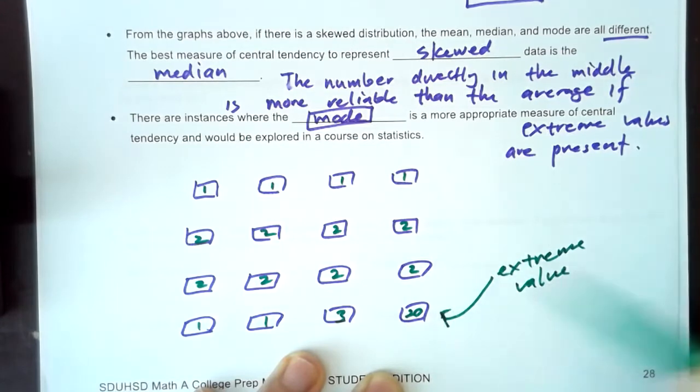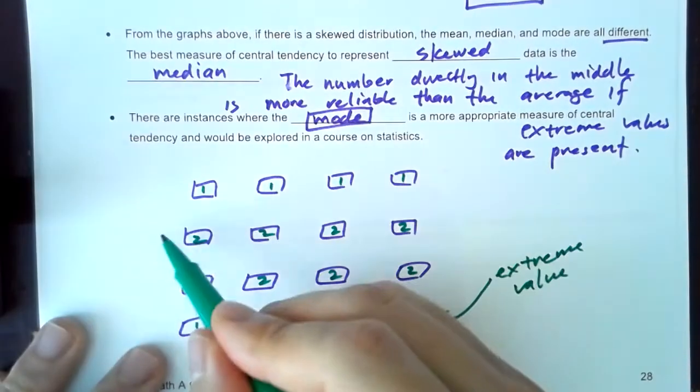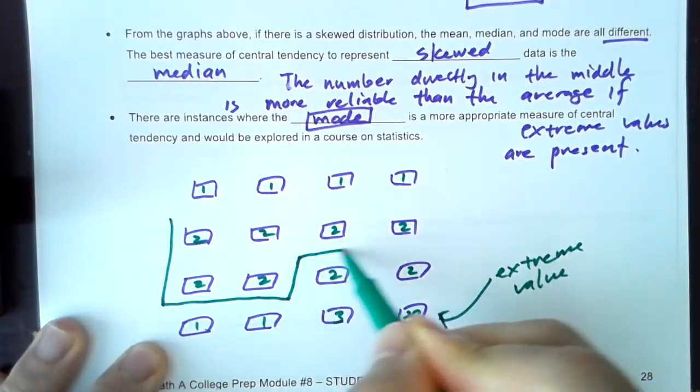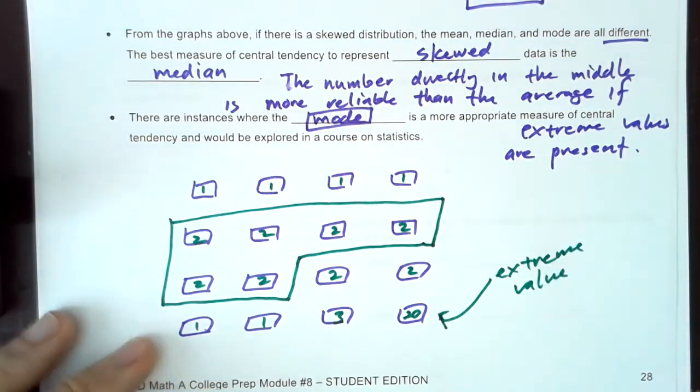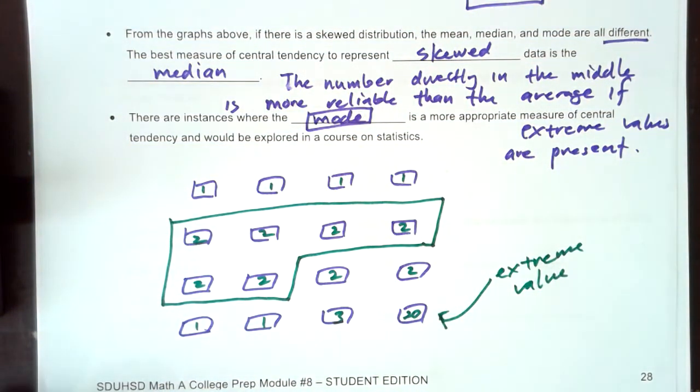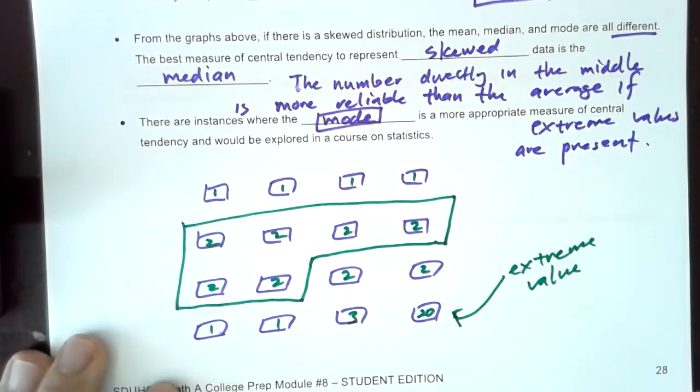Because of this extreme value, class, the mean is no longer reliable. You don't want to calculate the average anymore. Instead, something like the mode is actually the best indicator of your data. Okay. Now, hopefully that made sense.